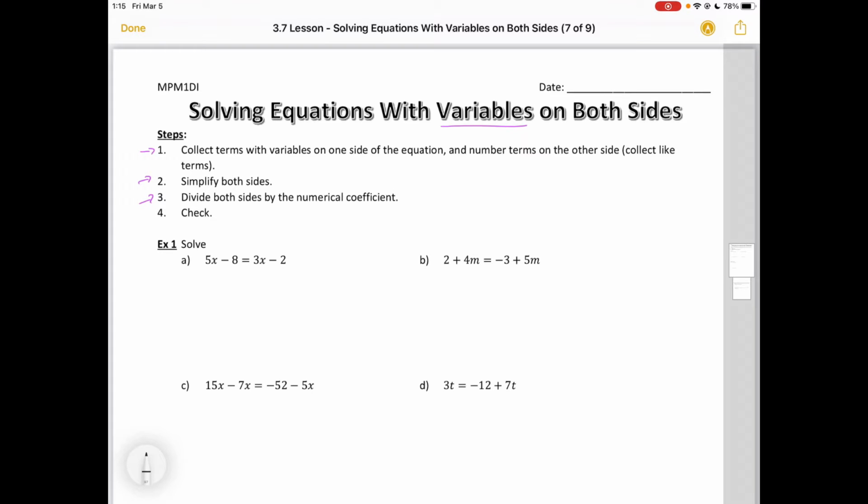Third step is to divide both sides by the number in front of the variable, or the numerical coefficient. And then you're going to check your answer. So let's go through example 1 here.